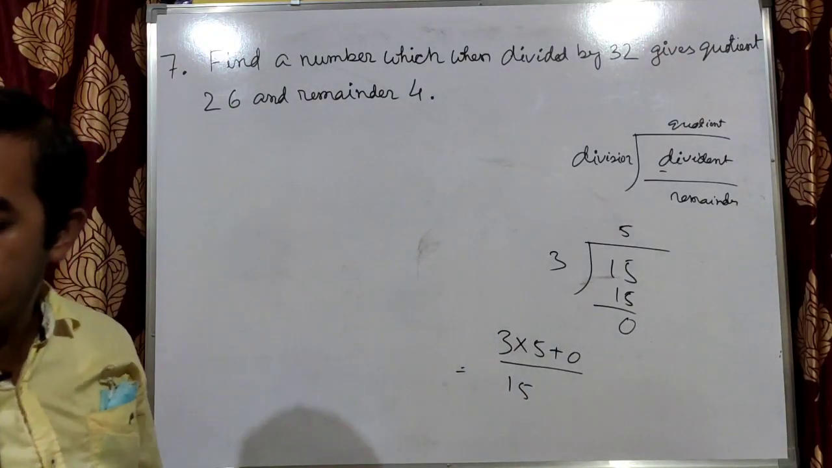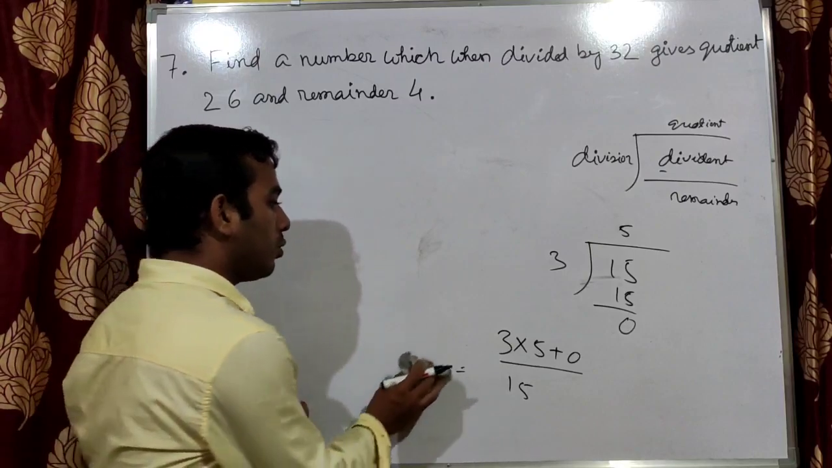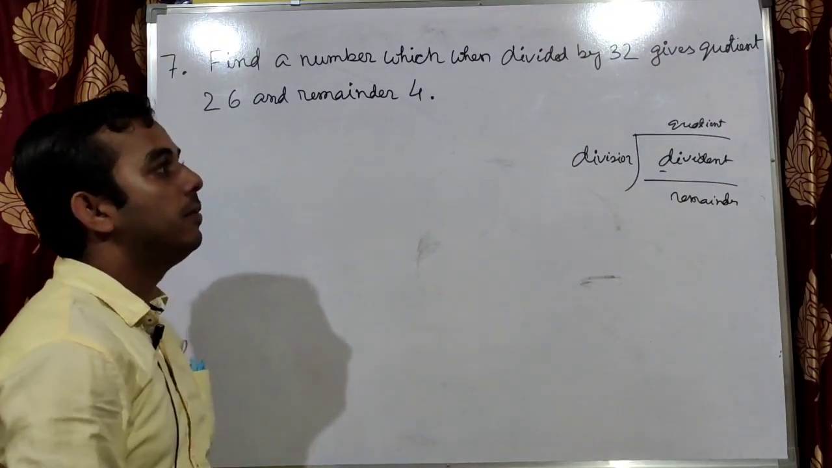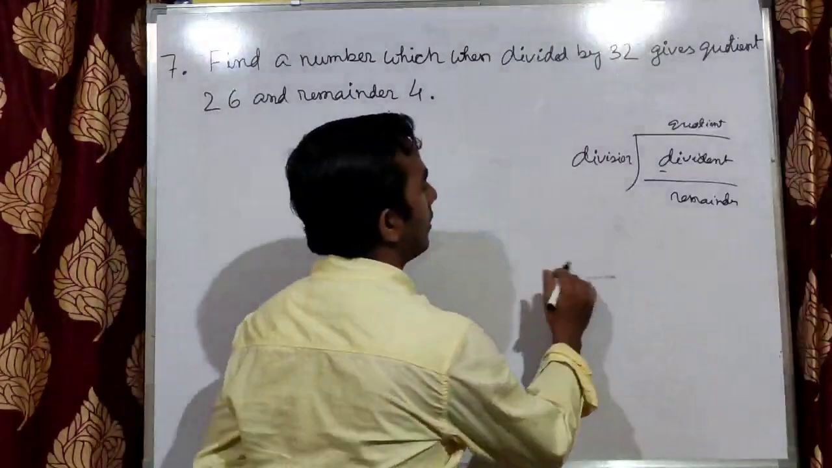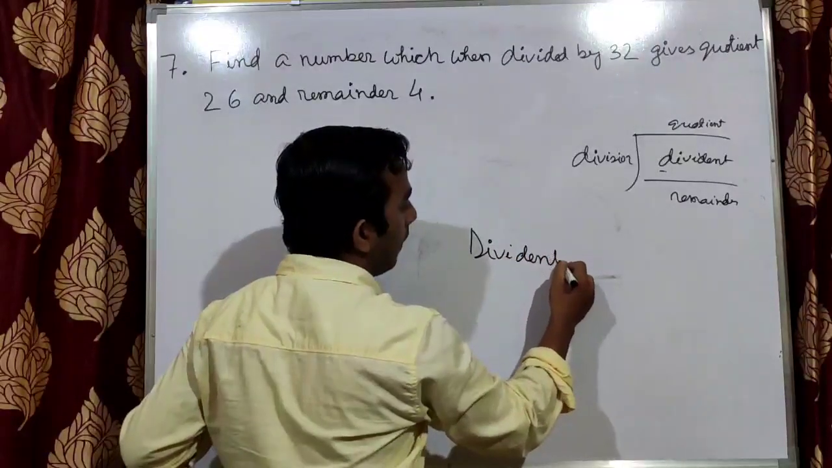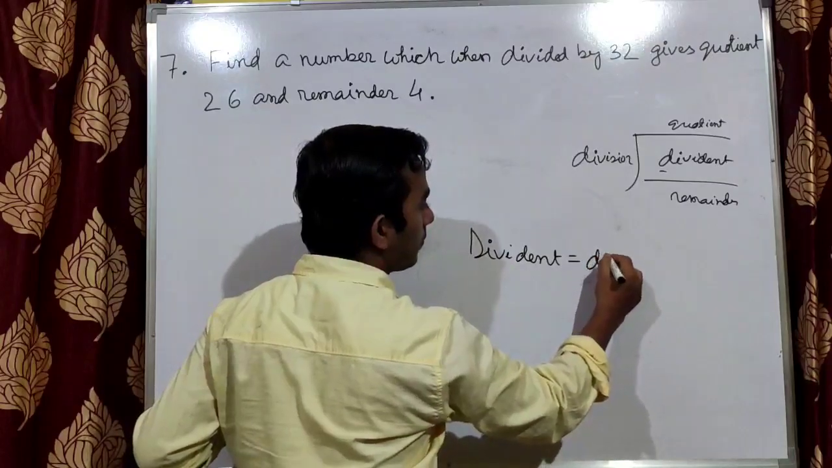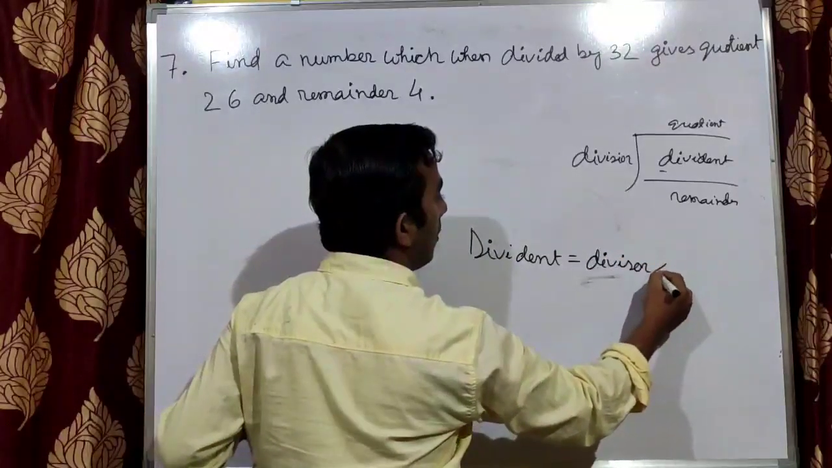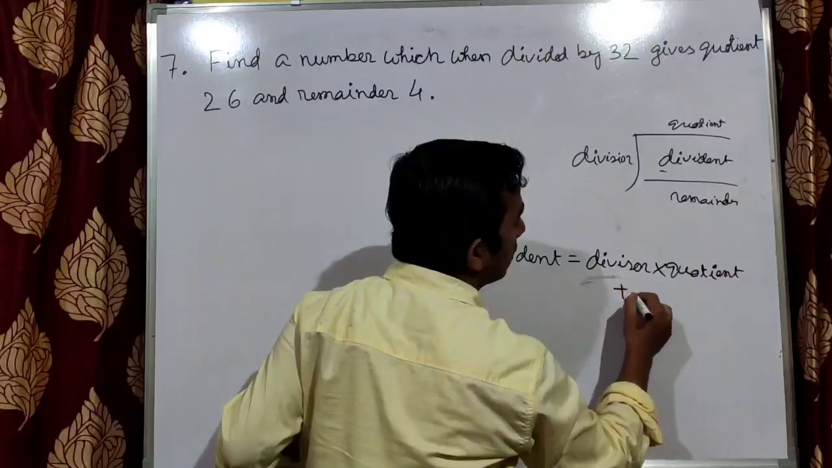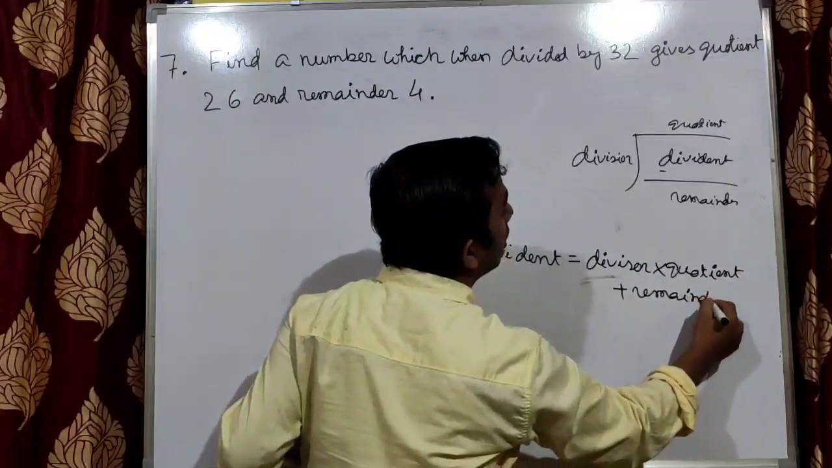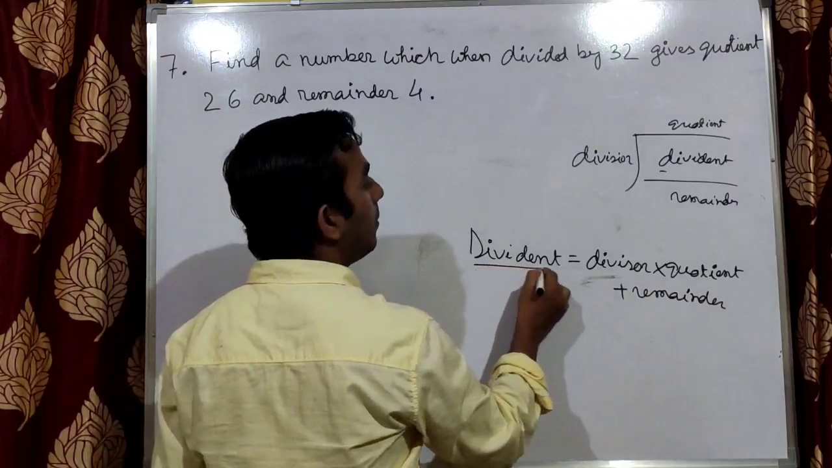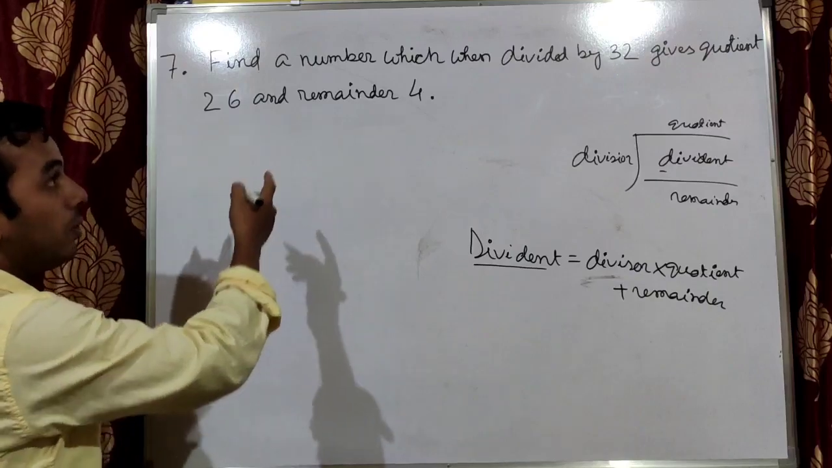So for solving this problem, you should remember the relation between divisor, quotient, dividend and remainder. The relation is like this: dividend equals divisor multiplied by quotient, plus remainder. If we multiply the divisor with the quotient and then add the remainder, we will get the dividend. So here we have to find the dividend.